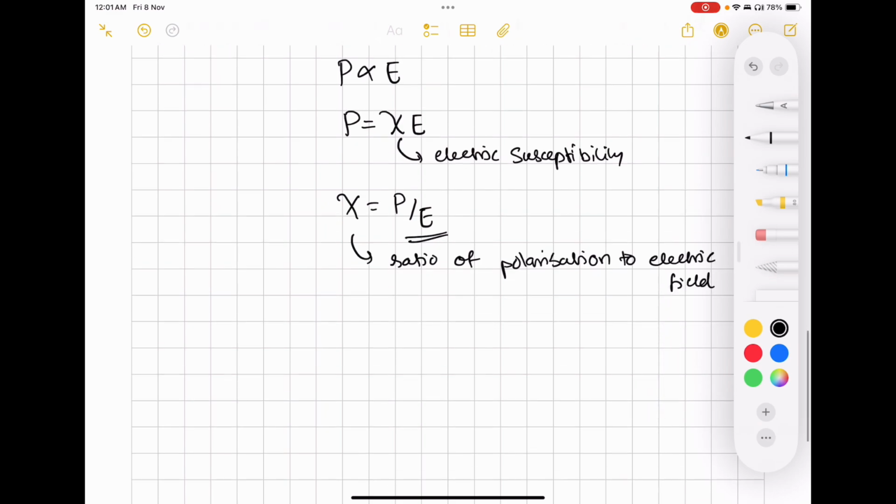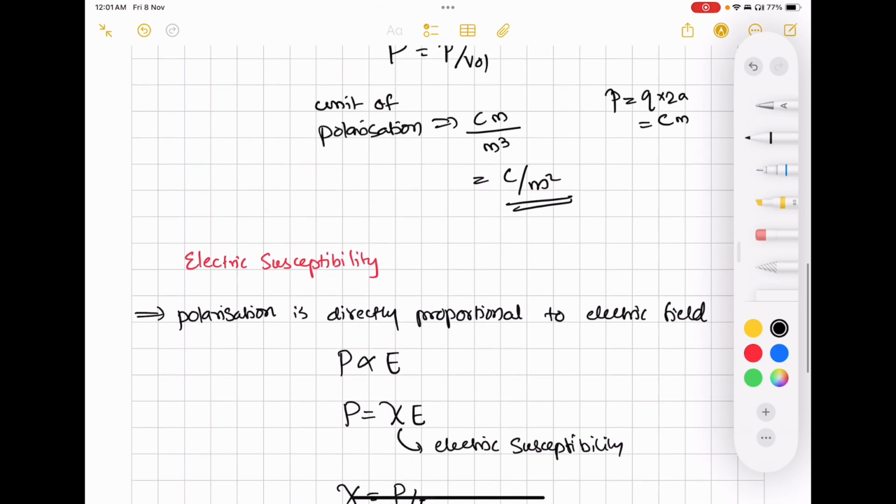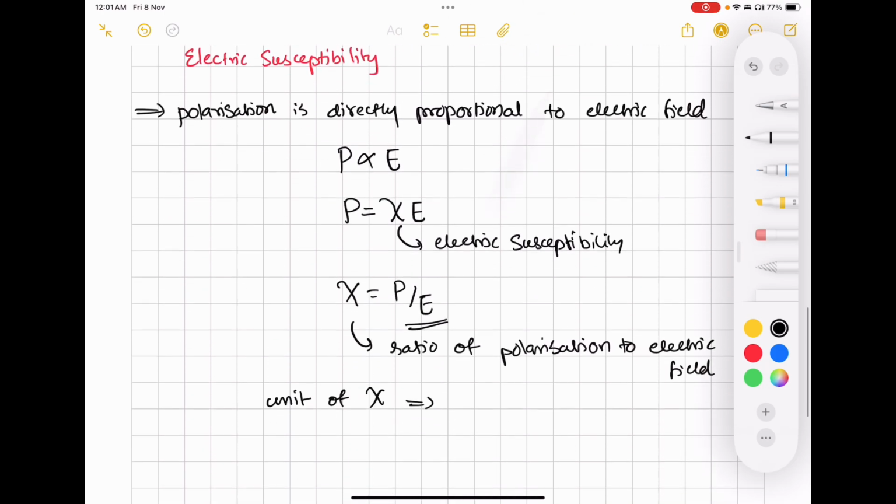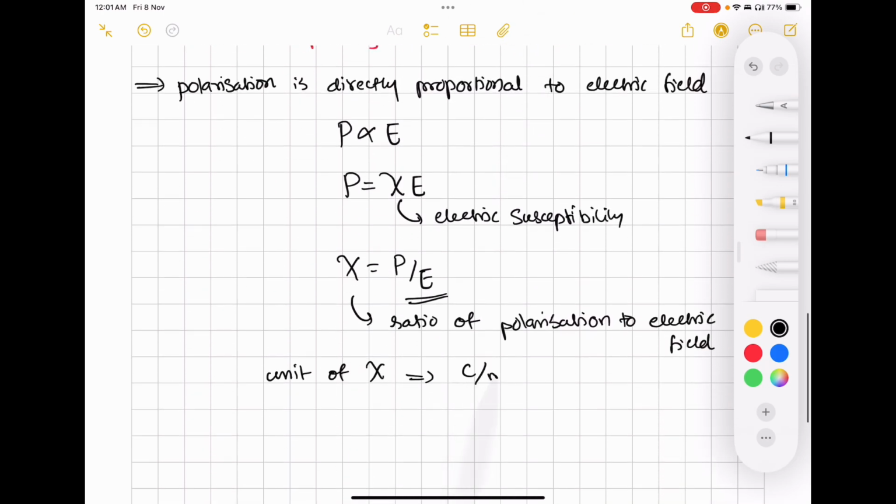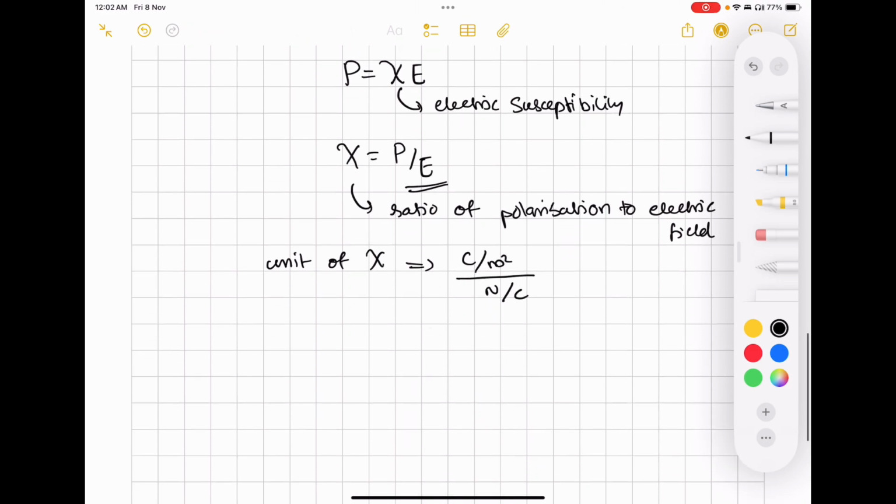So next we can find the unit of susceptibility. The unit of chi: we have the unit of polarization, coulomb per meter square, per unit of electric field, newton per coulomb. So finally the unit of chi is coulomb square per newton meter square.